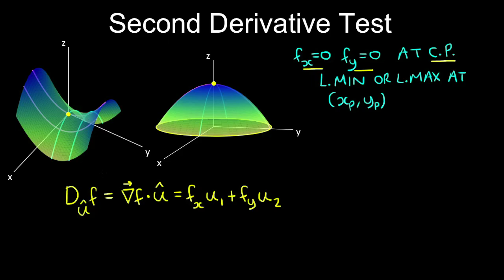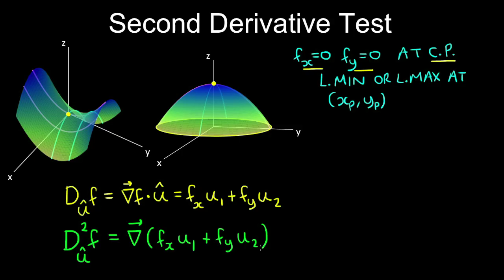Now, similar to functions of one variable, we can take the second derivative. So we'll take the second directional derivative, which we will denote D2 in shorthand form. So this is the second derivative of f in the direction of u. That's equal to the dot product between the gradient of the directional derivative. So in this case, it'll be the partial of f with respect to x by u1 plus the partial with respect to y by u2, and we take the dot product with u hat.